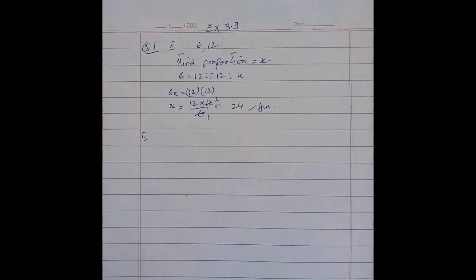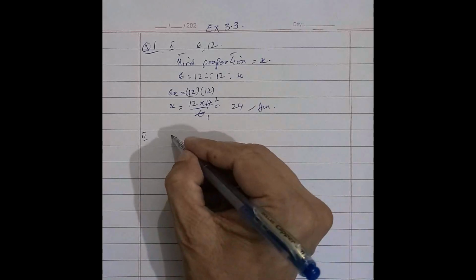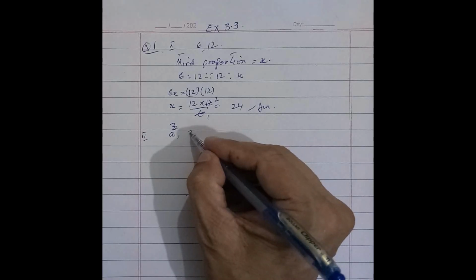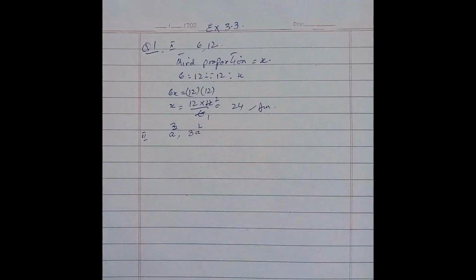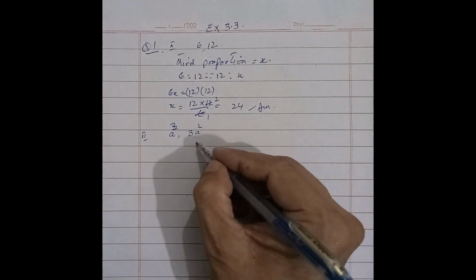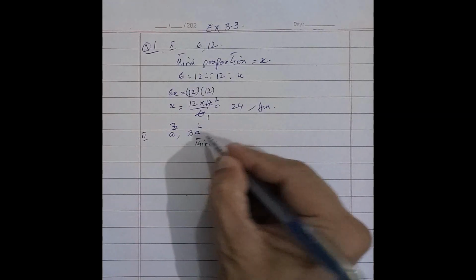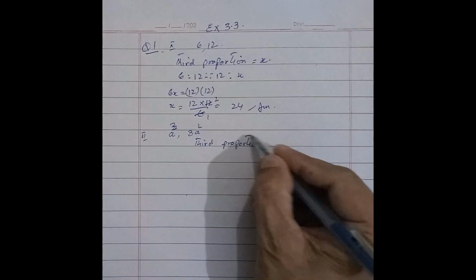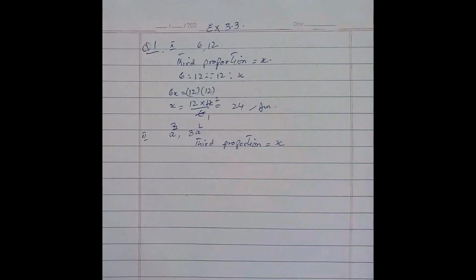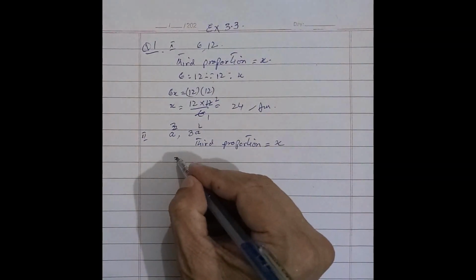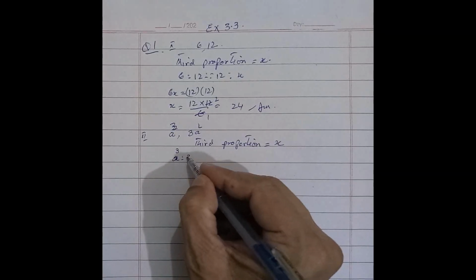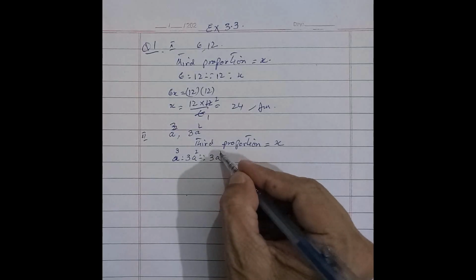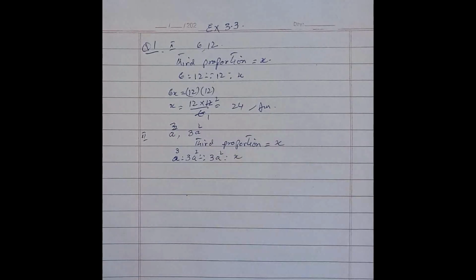And the second is a^3 and the other is 3a^2. Here same, the third proportion is equal to x. So we write it: a^3 ratio 3a^2 proportion 3a^2 ratio x.